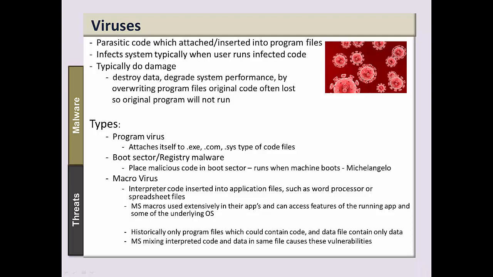Okay, so we've probably covered some of this. Parasitic code typically does damage, and in the past worms have tended not to do damage, which is a bit of a difference. And these are some of the main types, just a bit of an overview. A program virus will attach some executable code inside an executable program. Then there is boot sector or registry malware, which puts some sort of code somewhere that will run when a machine boots, or when Windows starts, for example, or when some process kicks off and looks at registry keys.